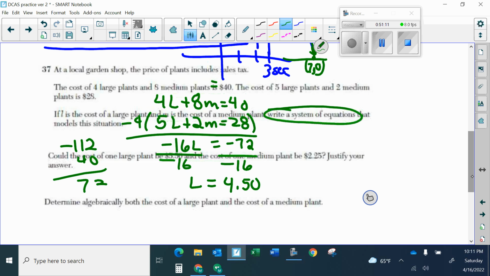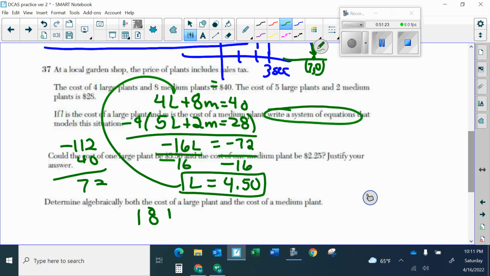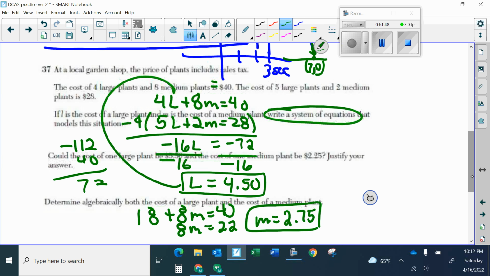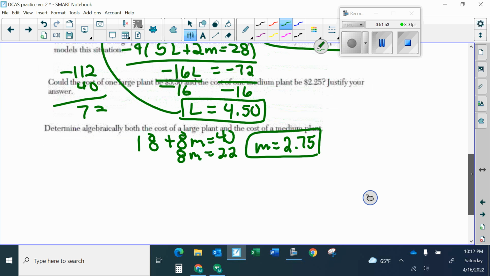Determine algebraically both the cost of a large plant and the cost of a medium. So I already did the large plant, 4.50. I would plug that into, let's just say the first one right here, 4 times 4.50 is $18 plus 8m equals 40. Subtract the 18 across. I get 22. Divide by 8. And that's 2, and that's 16. That's 6 left. 6 eighths is 3/4. $2.75 for a medium. They probably have a calculator for you to do this. I'm just using my brain. But that'd probably be a calculator problem, in the calculator section.